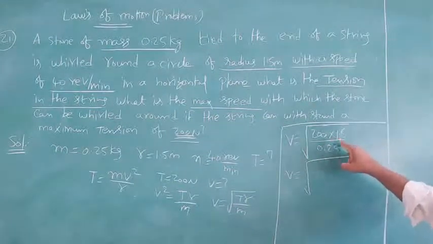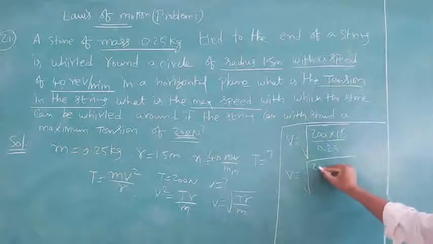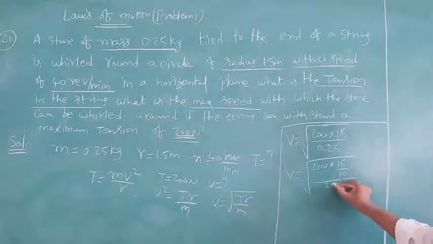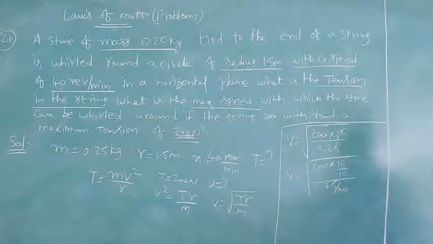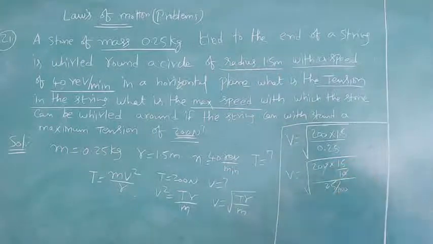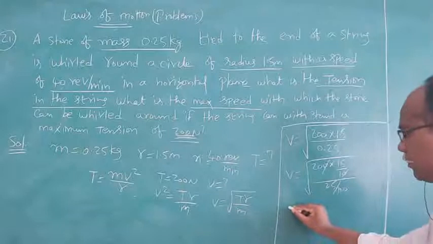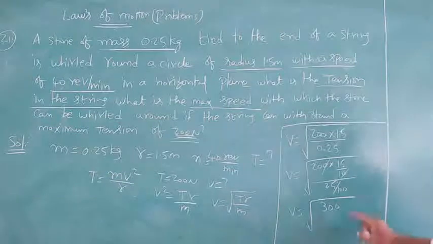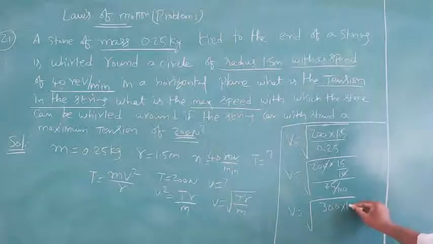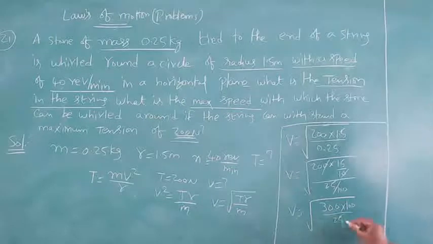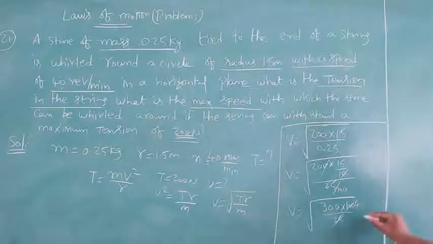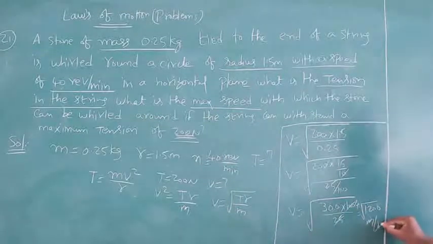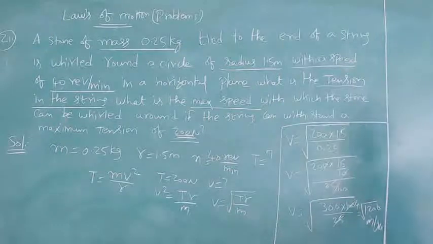You have to calculate. So V is equal to root of 200 into 15 by 10, divided by 25 by 100. So what is the value? Zero cancel, 5 twos are 10, so 300. Then another 100 divided by 25, 25 ones are 25, 25 fours are 100. So what is the value? Root of 1200. Root of 1200 meter per second.